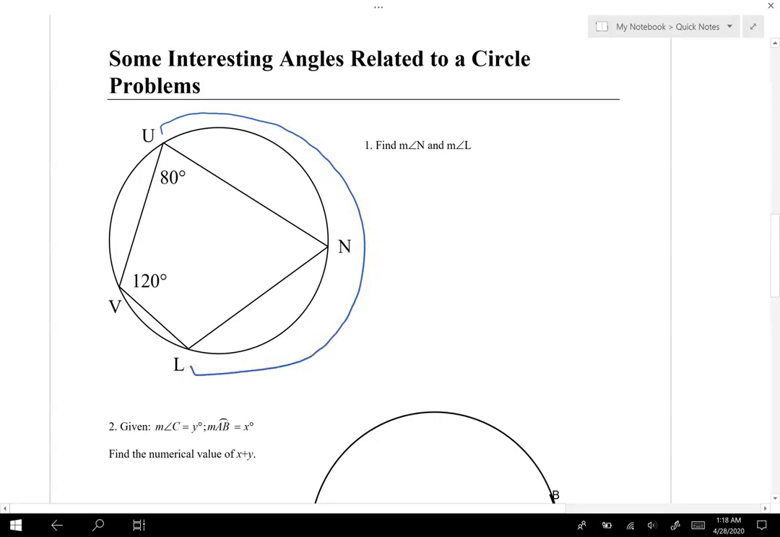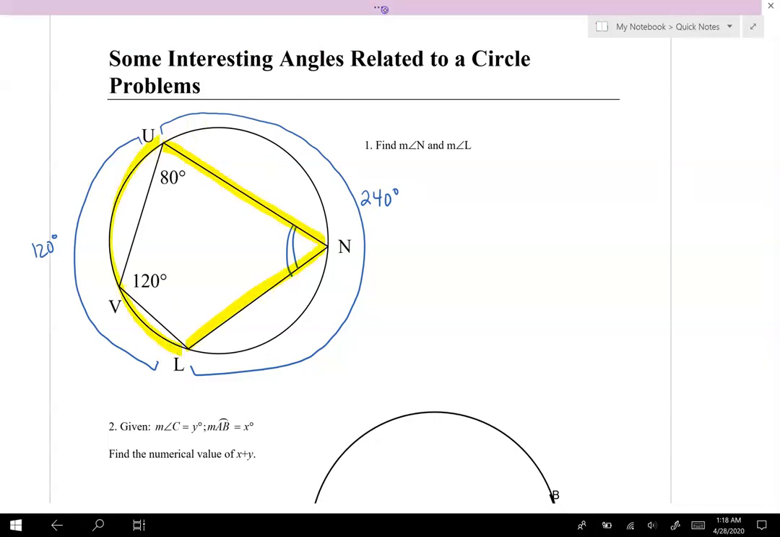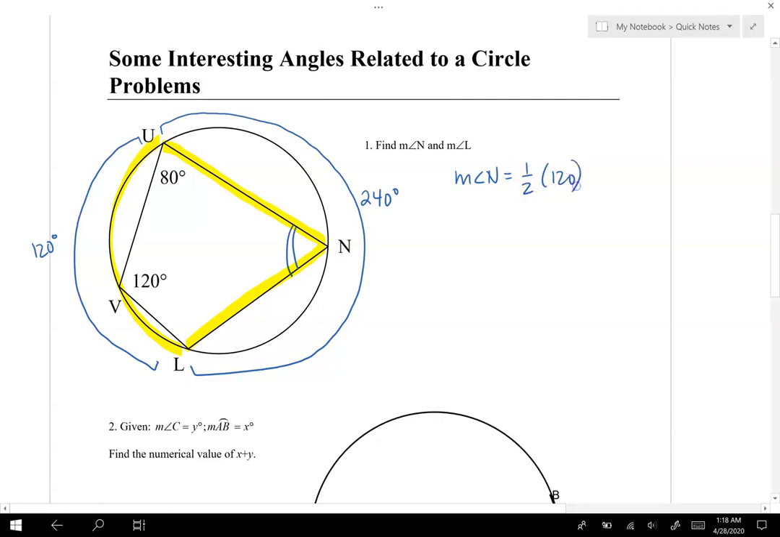If I know angle V is 120, that inscribed angle means that this part of the circle is 240, which means the rest is 120. So when I look at angle N, it opens up to the 120. See? So the measure of angle N is half of 120 because the vertex is on the circle, so 60 degrees.